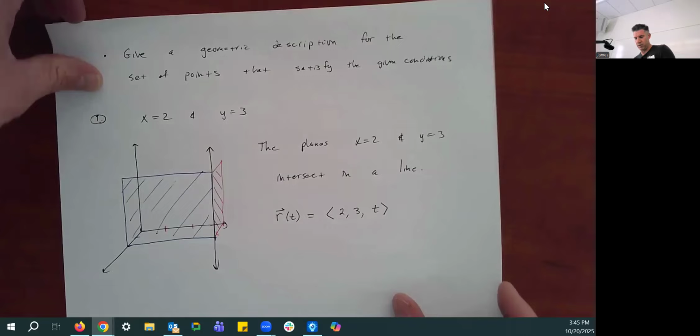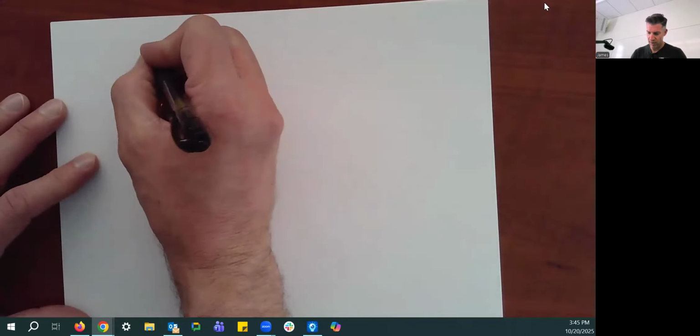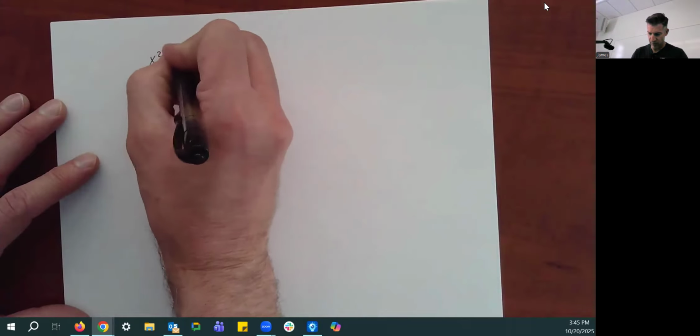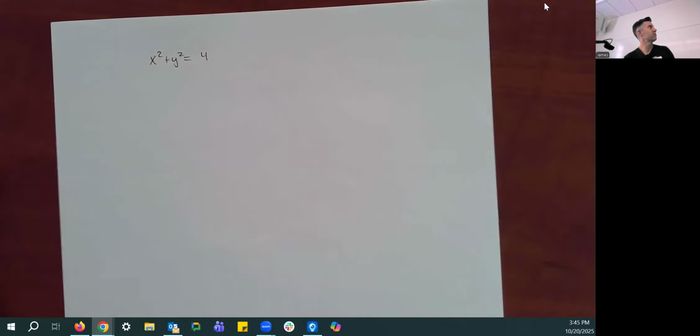Let's look at some other things. Oh yeah, let's look at this. What if I wanted to describe x squared plus y squared equal to 4? So in 2 dimensions, what kind of curve or shape would that be?